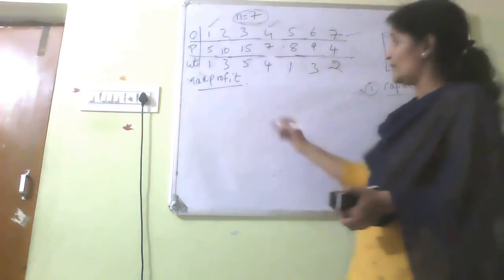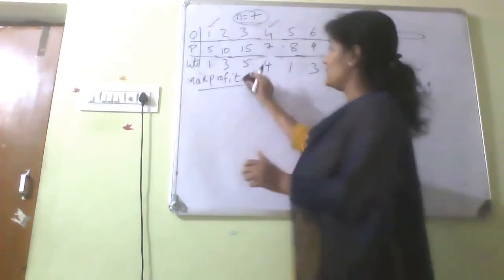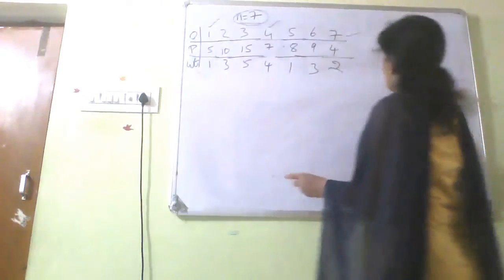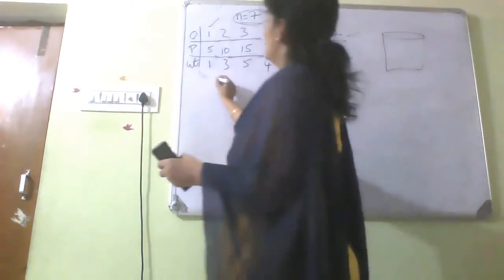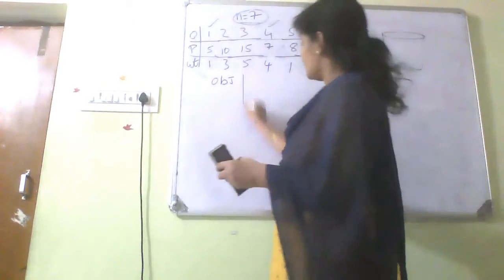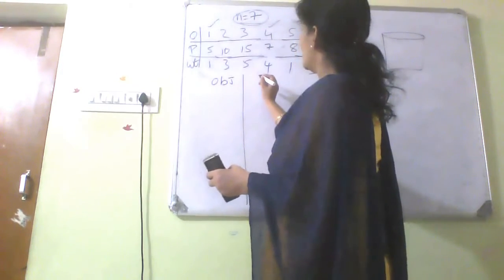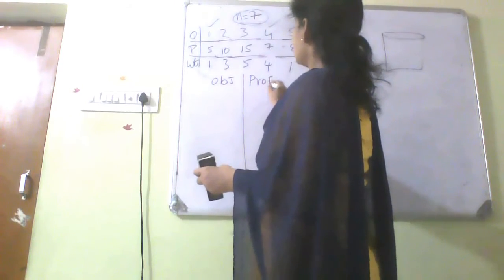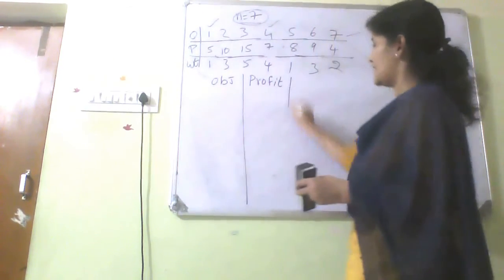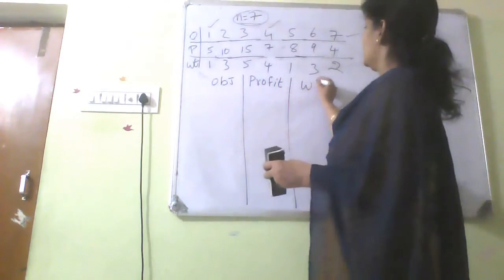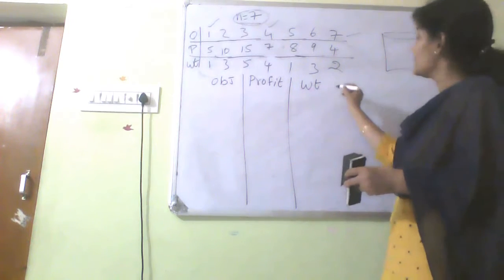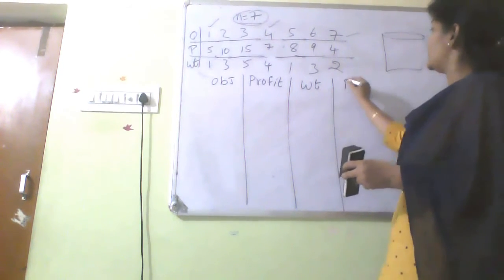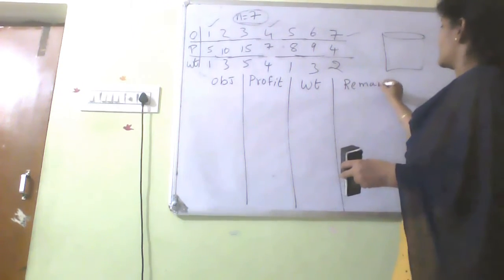Here I am constructing a table. The first column is objects. The second column is profit. The third column is the weight. And the fourth column is remaining weight.